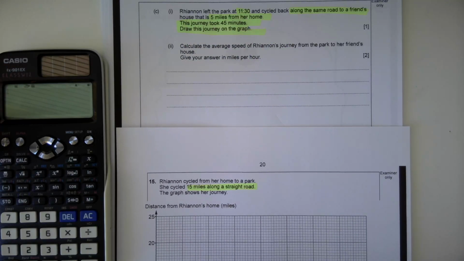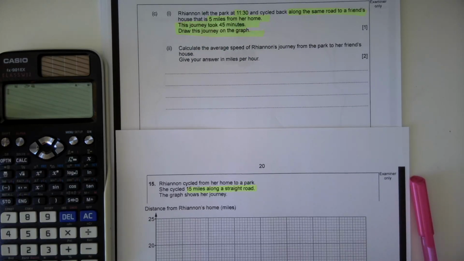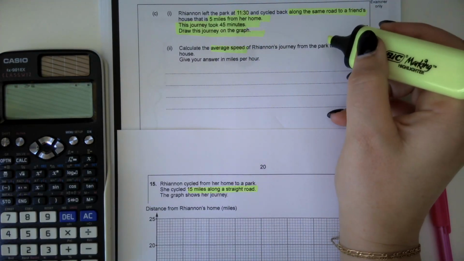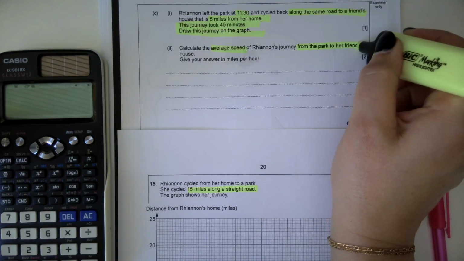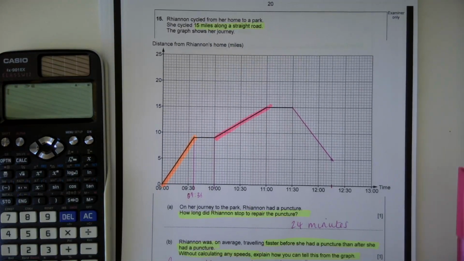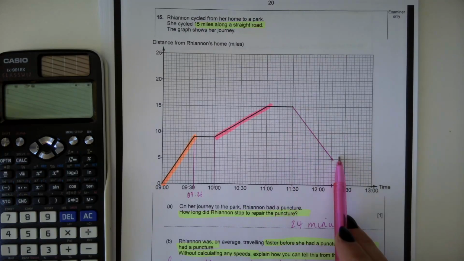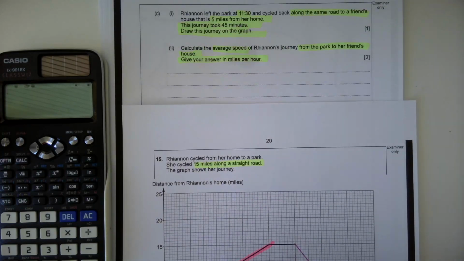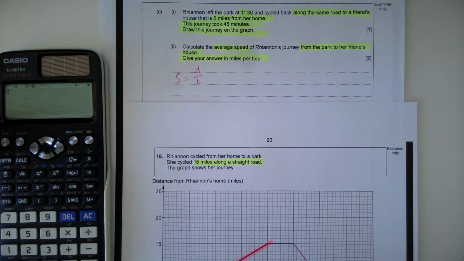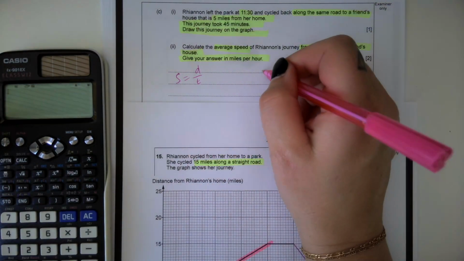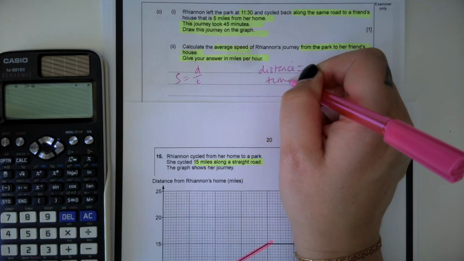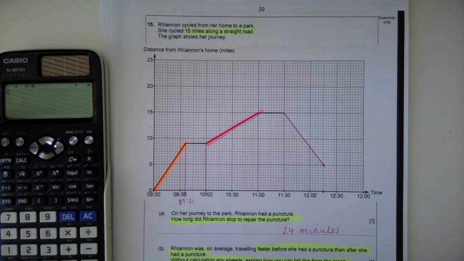Okay. Part 2. Calculate the average speed of Rhiannon's journey from the park to her friend's house. Give your answer in miles per hour. So we're calculating the average speed of this part of the journey. Okay. So speed is distance divided by time. So if we're working out speed, we want distance and we want time.